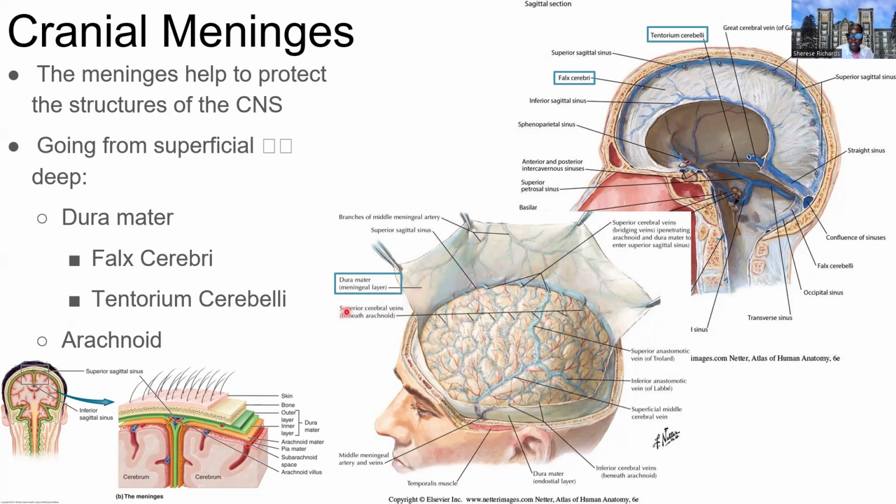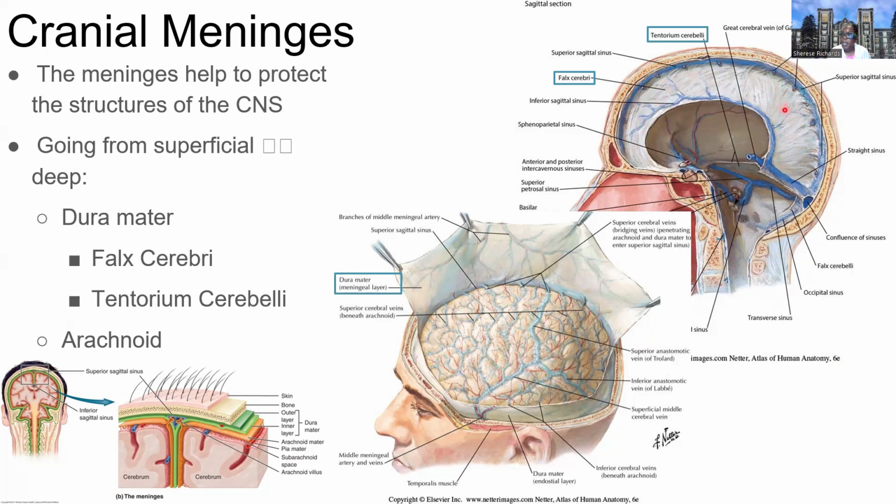Now, the dura is going to have modifications or inflections that create these structures called the falx cerebri along the center of the brain. So the falx cerebri is really a division or a fold of the dura, the dural fold or dural reflection. And so it goes down in between the cerebral hemispheres and separates the right and left hemispheres. So we call this structure here the falx cerebri, right?